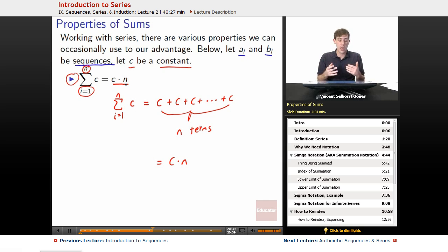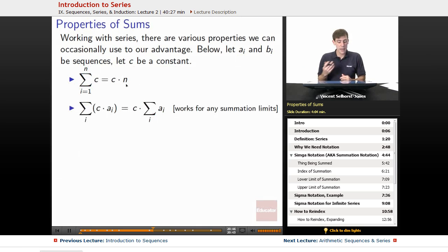So if it's just a constant being added through a series, we can just multiply it by the number of terms in that series. Next up, we've got the summation of some summation, and this will work for any summation limit. The only thing we have to care about is the index. You can start with any lower limit, any upper limit, including an infinite sum. It's still going to work out the same. So c times a_i, we can pull out the constant and bring it to the front, and it's c times the summation of a_i.